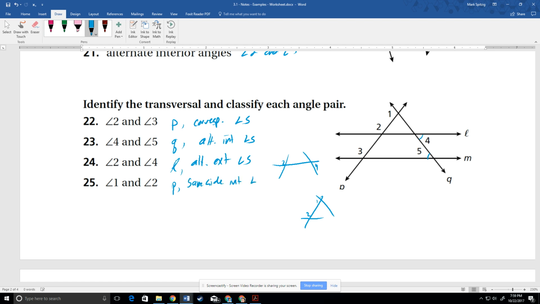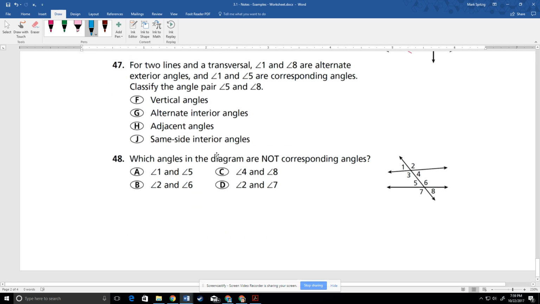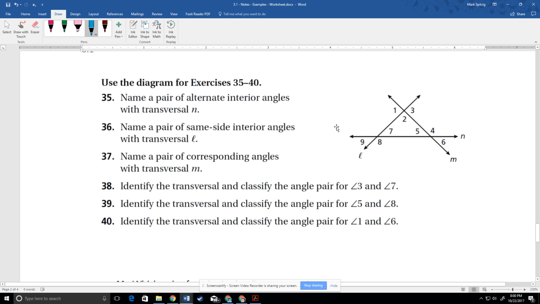Interior angles. Not so bad. Okay, here we go. Just a few more. Name a pair of alternate interior angles with transversal N.